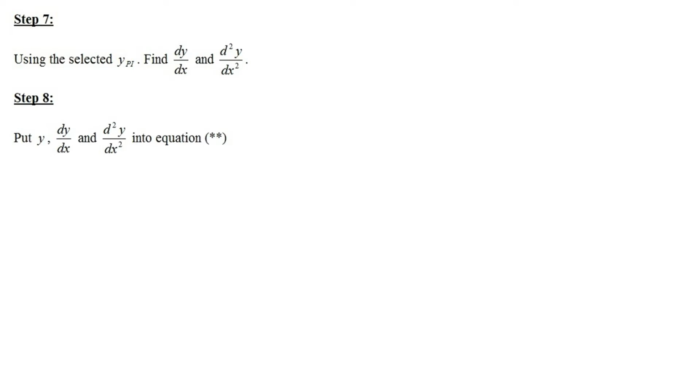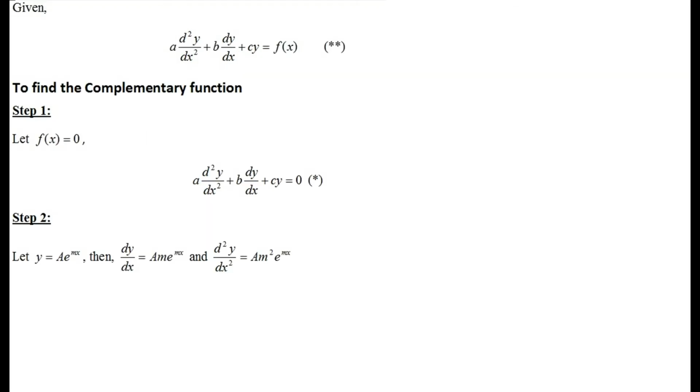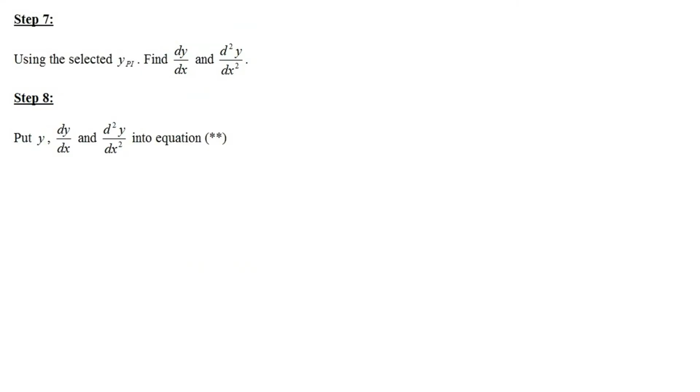Step number 8 is to put the results for y, dy over dx and d2y over dx squared into double star, okay? So remember, the very first slide, when I was explaining the methods, I've named the main equation double star. So you need to substitute the results for y, dy over dx and d2y over dx squared in step number 7 into double star, the main equation, okay? So that is what you need to do for step number 8.